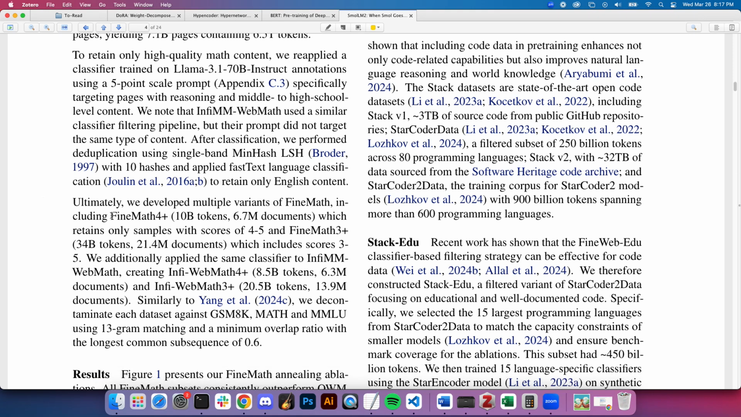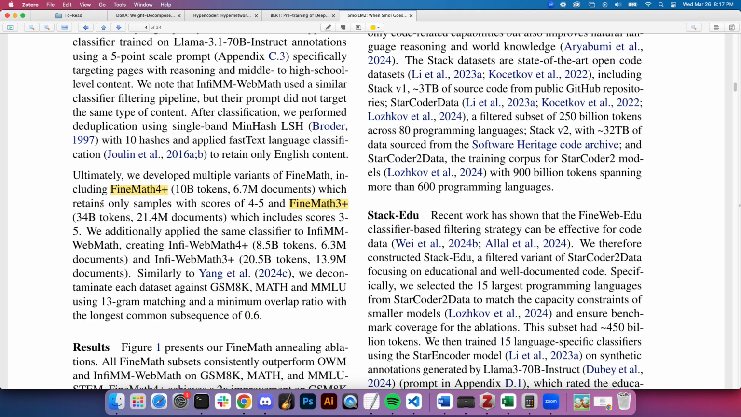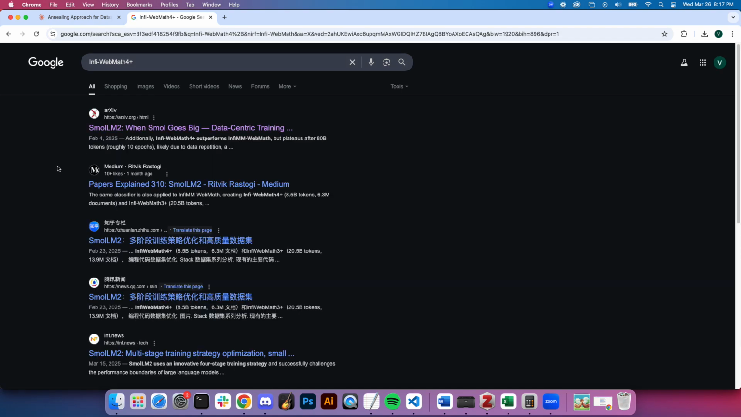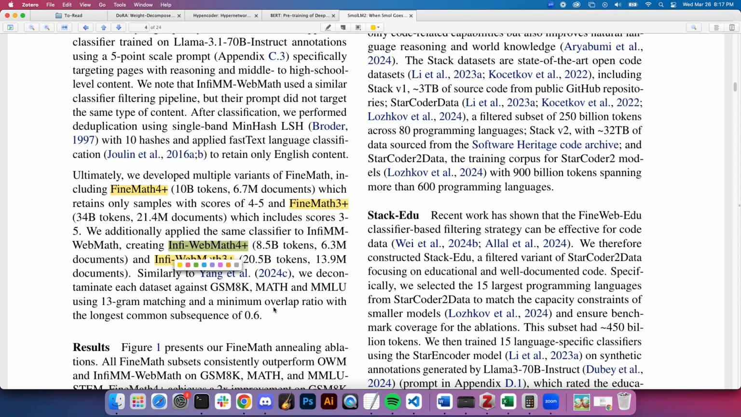Ultimately, we developed multiple variants. So they have FineMath 4+, 10 billion tokens, FineMath 3+, which is 34 billion tokens, and then they have InfiMM WebMath 4+, which is 8.5 billion tokens, and InfiMM WebMath 3+. And we decontaminate each dataset against these using 13-gram matching and a minimum overlap ratio with the longest common subsequence of 0.6. So if we take a look at this, it doesn't look like they have that. Okay, so that one doesn't seem to be posted.